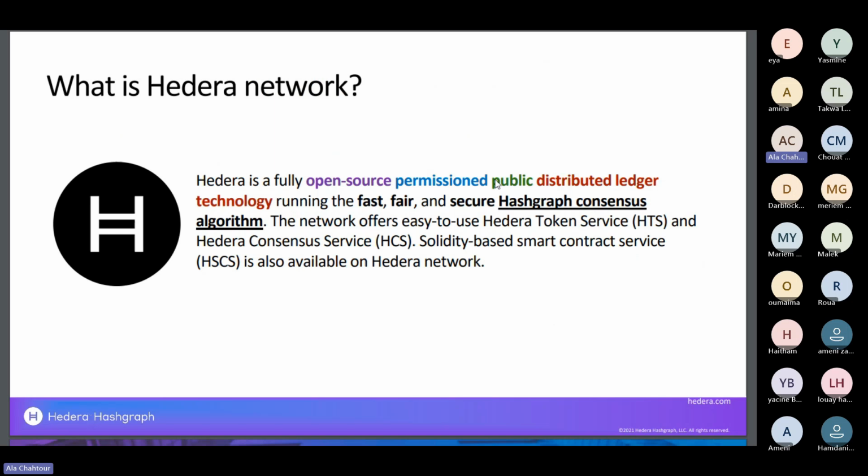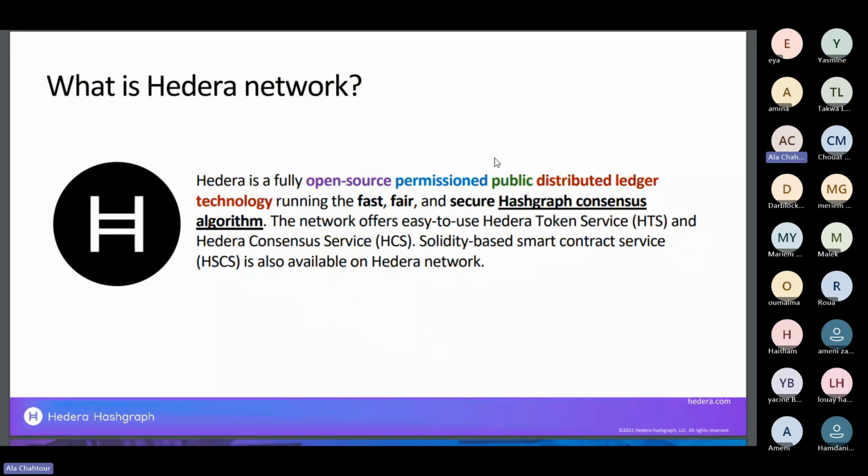Hedera is a fully open source, permissioned, public distributed ledger technology. What we mean by open source is that the code of Hedera is accessible by everyone. You can check and see all the code of Hedera. You can open your GitHub and search Hedera network or Hedera hash graph, and you will find the repo of Hedera and access the code.